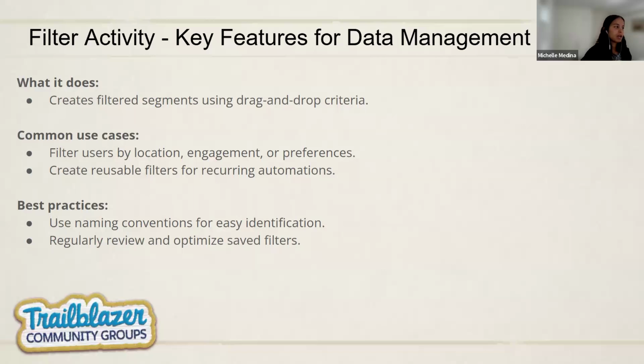Best practices really are naming conventions, to easily identify your filter activity. Once you create a filter activity, a data extension is also created, so having a clean naming convention for better organization is super helpful. Also, regularly review and optimize your filters. Your criteria can change, and the field values that you filtered on can change. Your criteria should now include more segmented options. So again, it's a good practice to regularly review and optimize those filters, especially within those recurring automations.